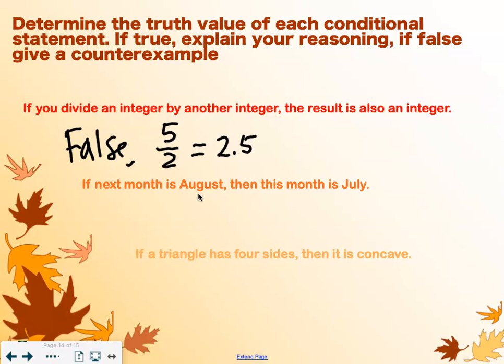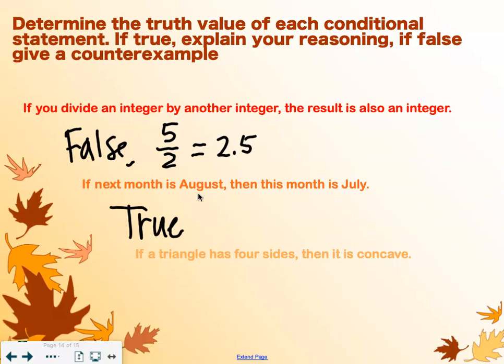If next month is August, then this month is July. Does August follow July? Yes. Okay, we'll see this one. Is it automatically true? Yeah. The last one's false.